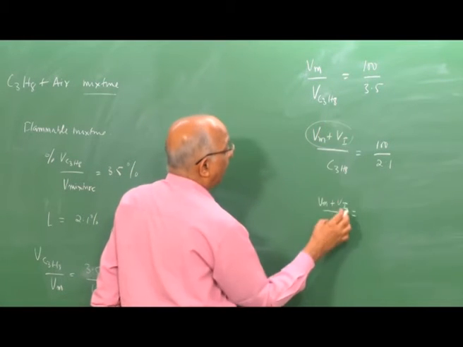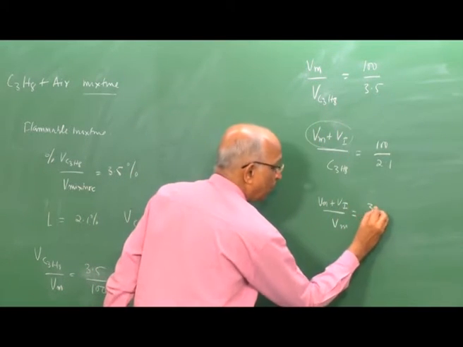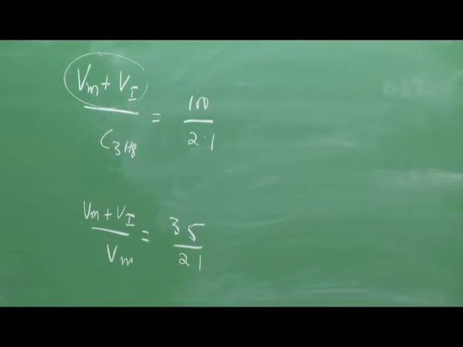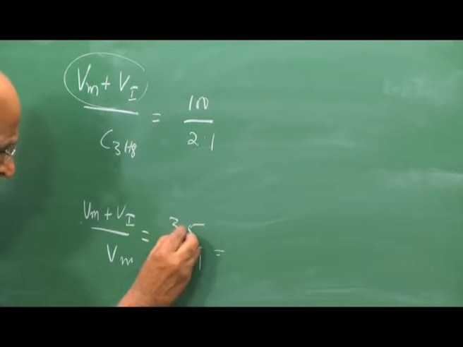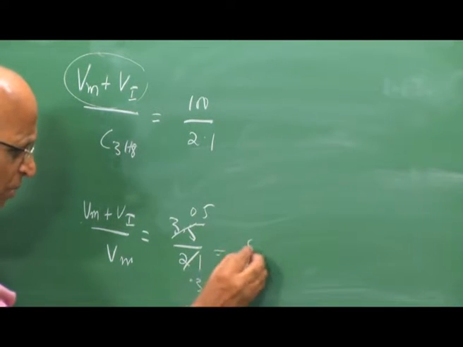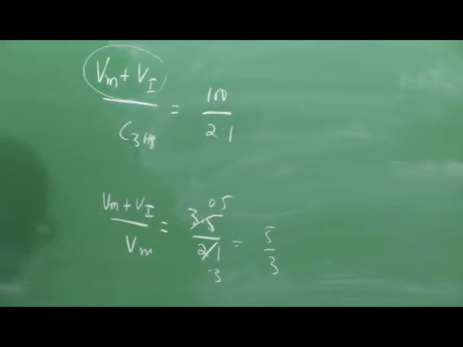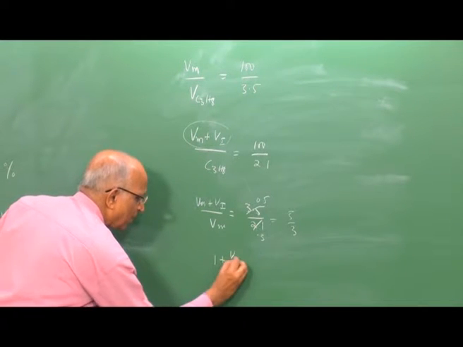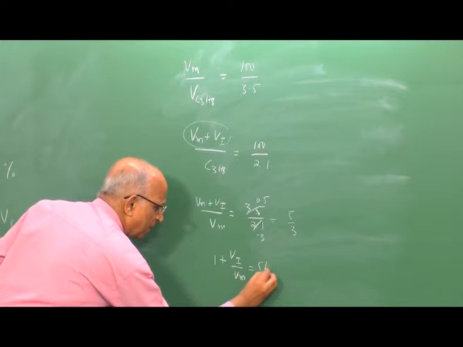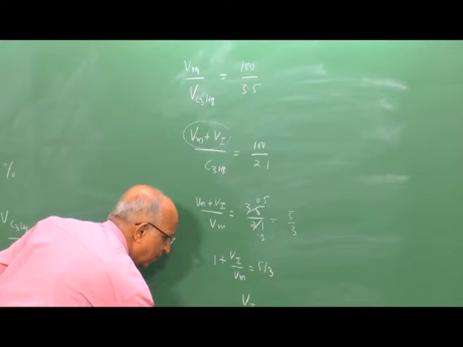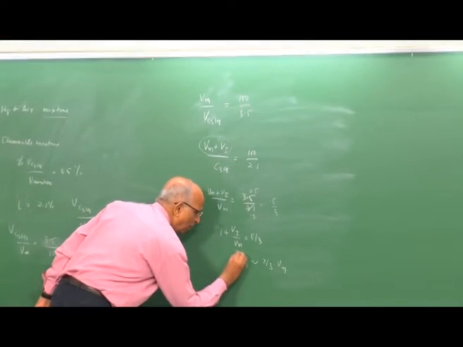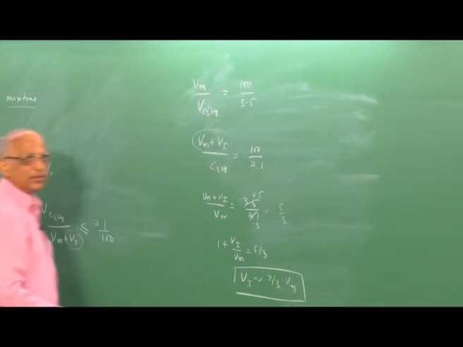I get 3.5 divided by 2.1 is the value, or rather this becomes 5 by 3. Or rather, I get from this 1 plus Vi, volume of inert gases to be added, is equal to 5 by 3, or rather volume of the inert gases must be around 2 by 3 of the volume of the mixture. This is the amount of inert gases which I must add.